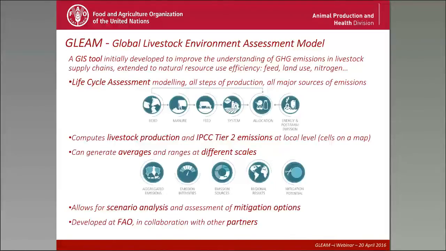It computes livestock production and IPCC Tier 2 emissions at local level. And since it's a GIS environment, local level means a pixel, a cell on the map, which means we can generate averages and different ranges of aggregates at different scales. For example, we can look at aggregated emission at regional level or emission intensities in different supply chains, different species, and so on. It allows for scenario analysis and the assessment of mitigation options. And this is a very important feature that we are going to present today. And it was developed at FAO with a number of external partners.